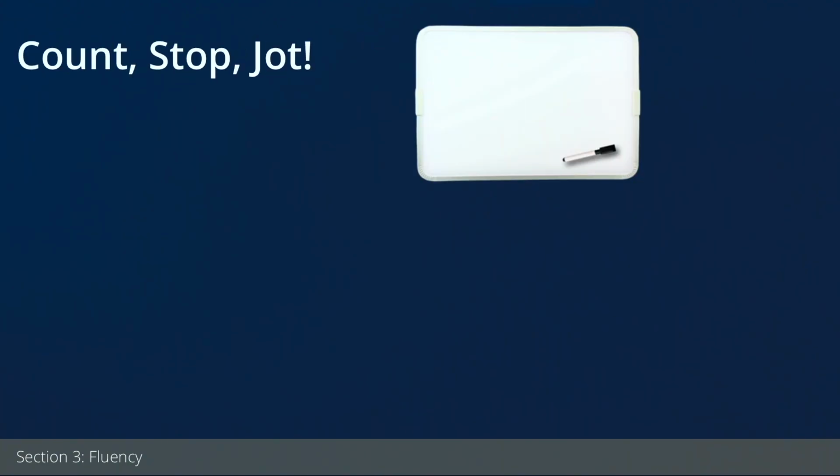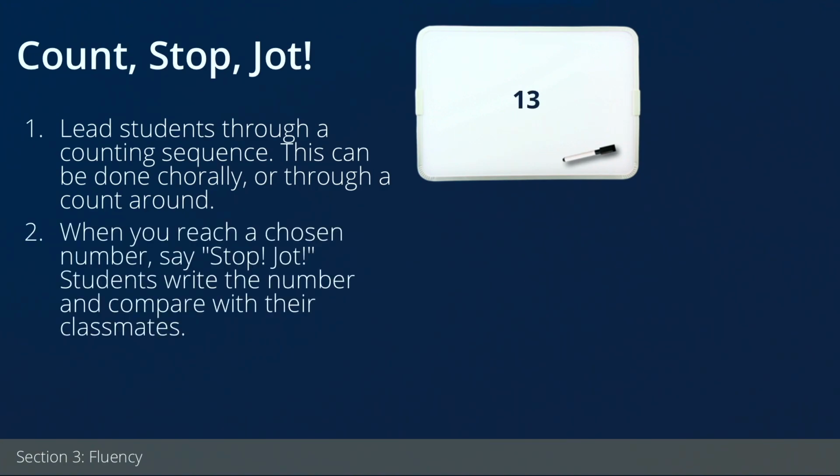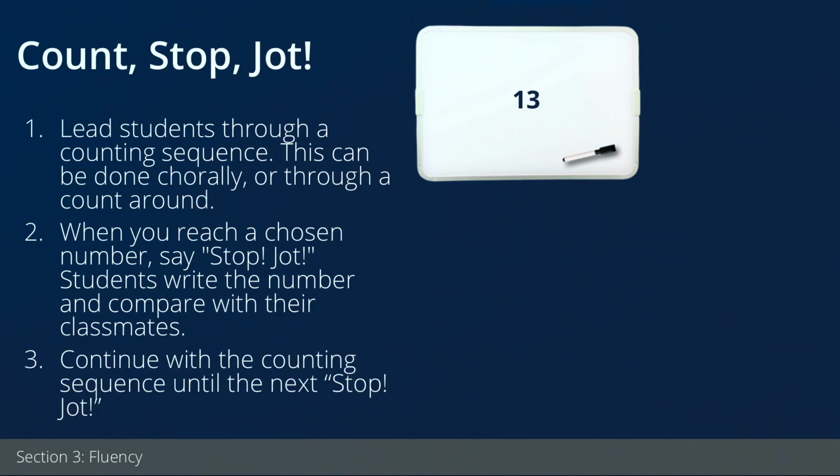So one of the fluency activities that you might want to consider using is count, stop, and jot. Here we're going to go through a counting sequence. Maybe we do this quarterly or maybe a count around. And then when we reach a chosen number, we're going to say stop, jot. And then students write the number and then compare with their classmates. So maybe here we stopped at 13, and then students would write 13. And then we can continue with another counting sequence until the next stop and jot.